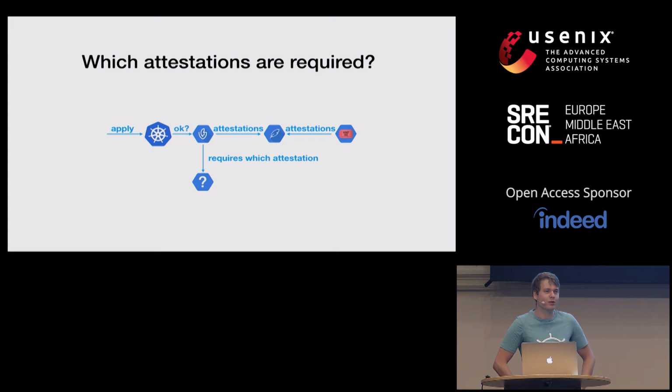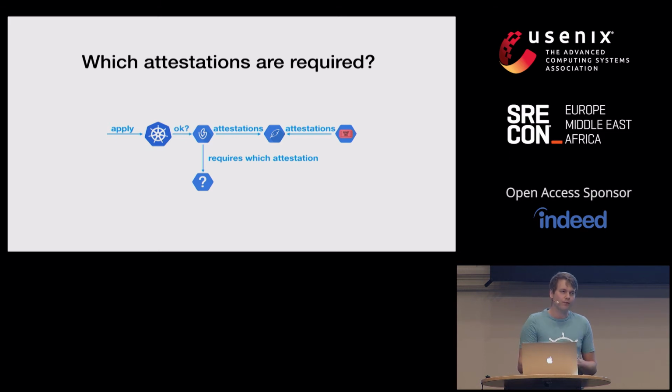So now, obviously, the question is, how does Kritis, our admission controller, know which attestations it should require? Because let's say you have a test deployment, a test cluster running, where everyone can go and just run whatever they want because there's no production data in there, but you want to give people a playground to deploy whatever they want.